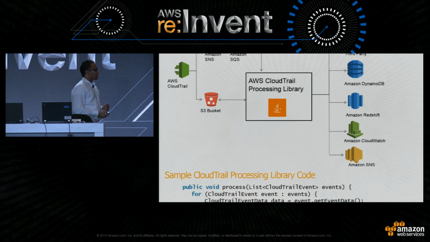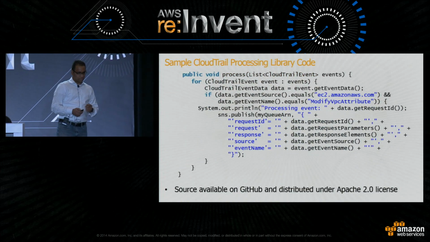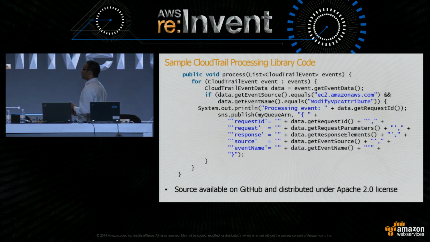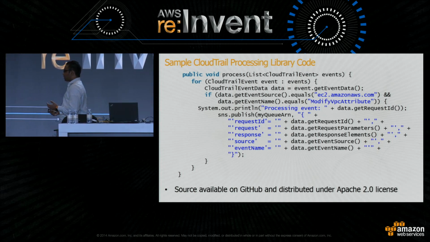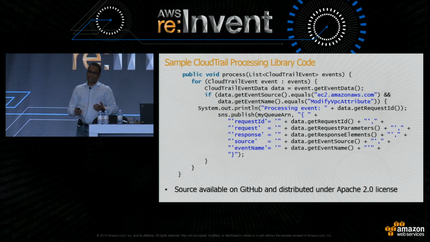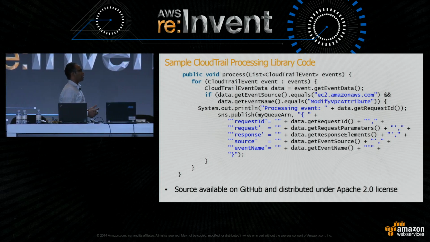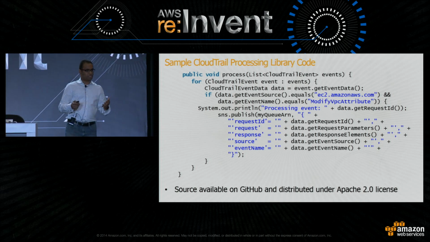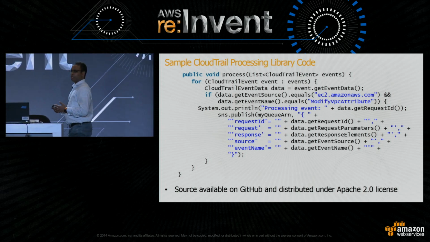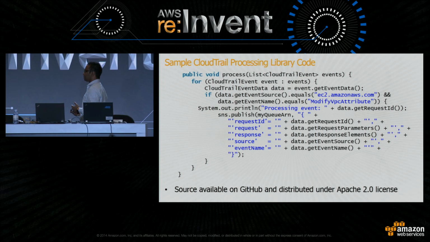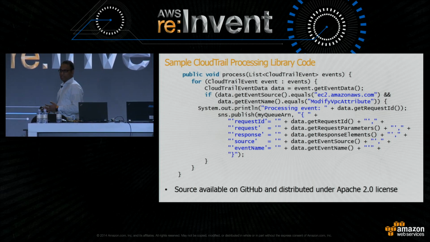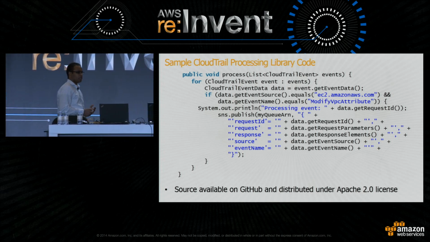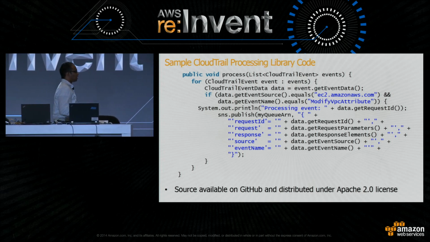So I'll show you a little sample code here that is also available on our blog, and the code is also available on GitHub. What this code demonstrates is that if there is an event named ModifyVpcAttribute, and the event source is EC2, go ahead and send me an SNS notification. So pretty straightforward, this is just demonstration code, but you could do a lot of other things that are prescribed by your own business needs.